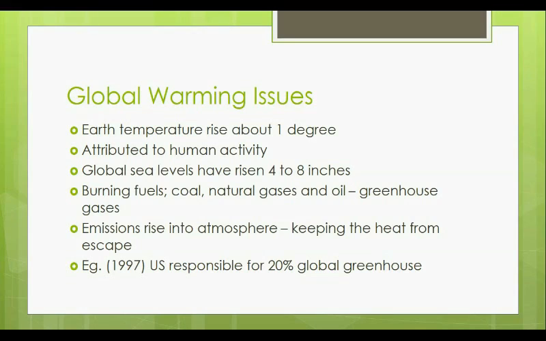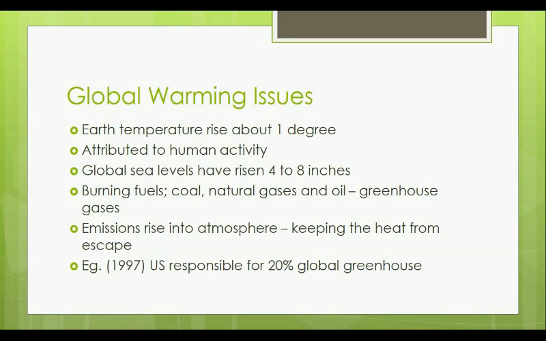Global warming issues. The Earth's temperature has risen about 1 degree Fahrenheit in the last century. The past 50 years of warming has been attributed to human activities. During the past 100 years, global sea levels have risen 4 to 8 inches. Burning fuels such as coal, natural gas, and oil produces greenhouse gases in excessive amounts. Greenhouse gases are emissions that rise into the atmosphere and trap the sun's energy, keeping heat from escaping.